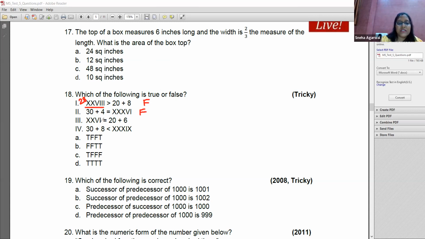Next one, 26 is equal to 26. Yes, this is correct. 26 we write in the Roman number in the same way. Next, 30 plus 8 is less than this. So here what's the number? 39. Yes, 39 and here 38. So 38 is less than 39. Yes, this is also correct. So true. So which option? False, false, true, true. Option B.